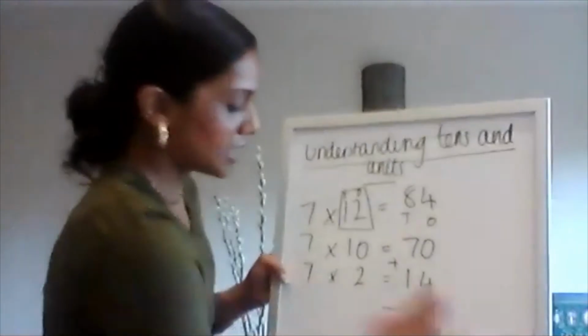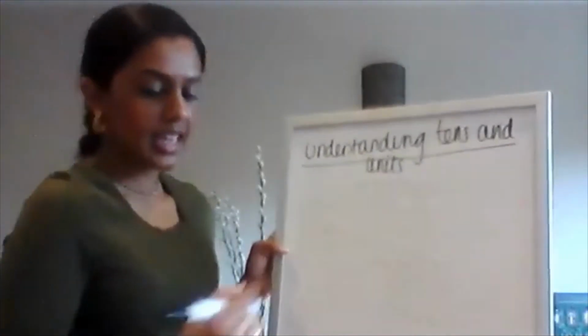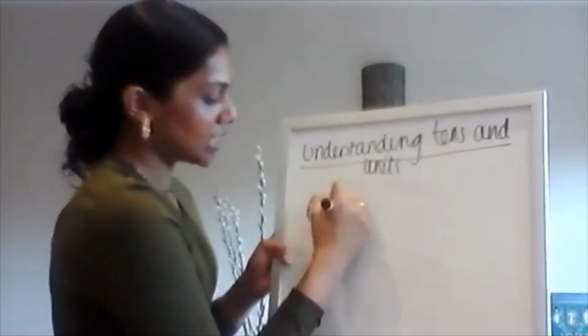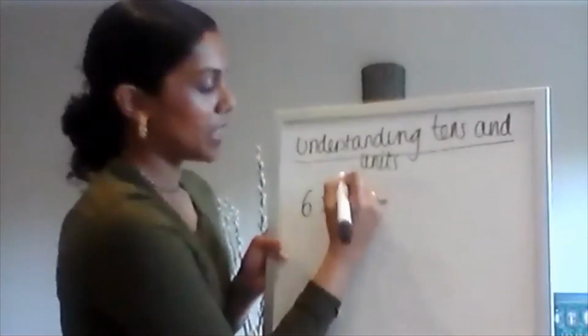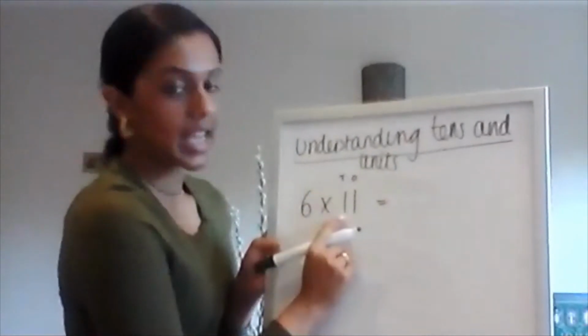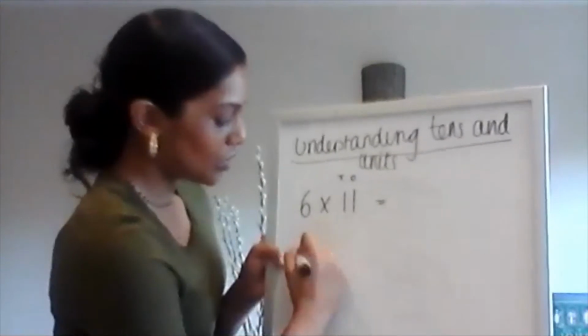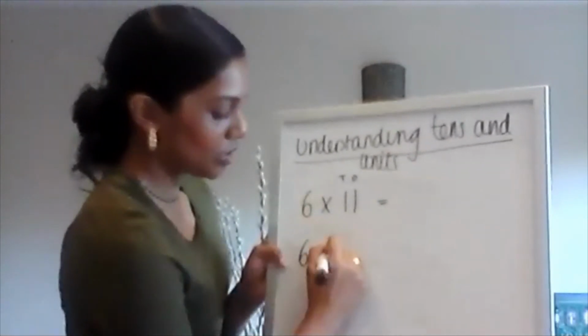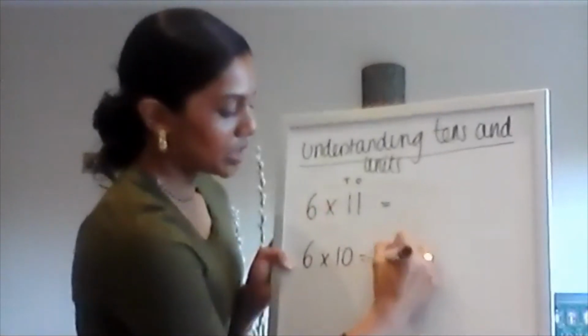One of the other things I wanted to cover was if we are doing it by 11. So let's say we were doing 6 times 11. If you take the number 11 itself and split it into tens and ones, you've got 1 ten and 1 one. So to work out 6 times 11, you would do 6 times 10, because you have 1 ten, and that equals 60.